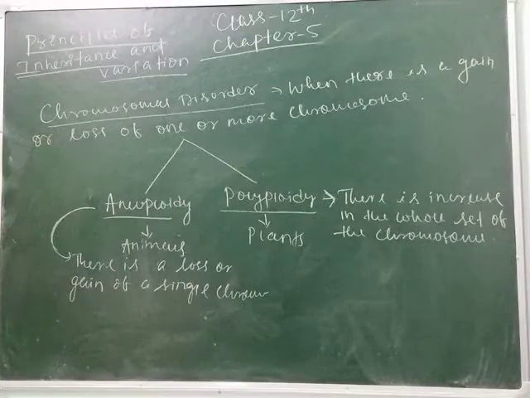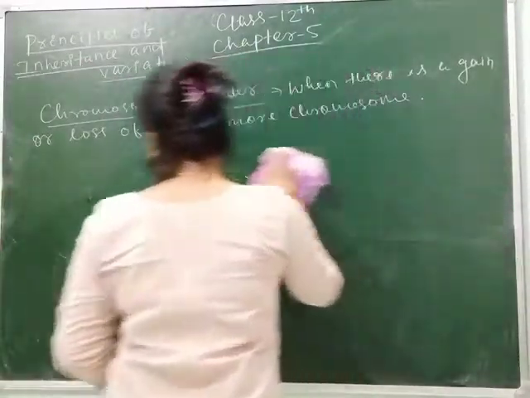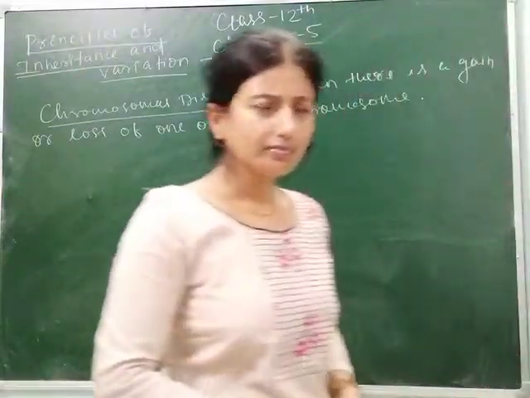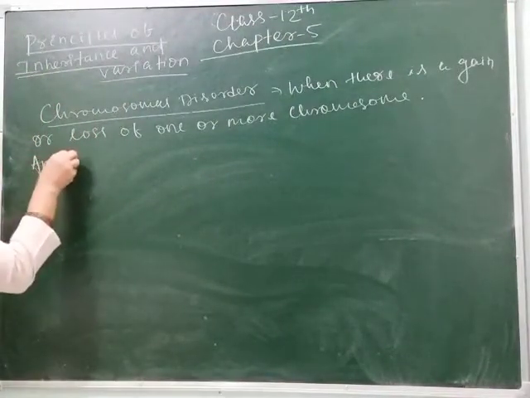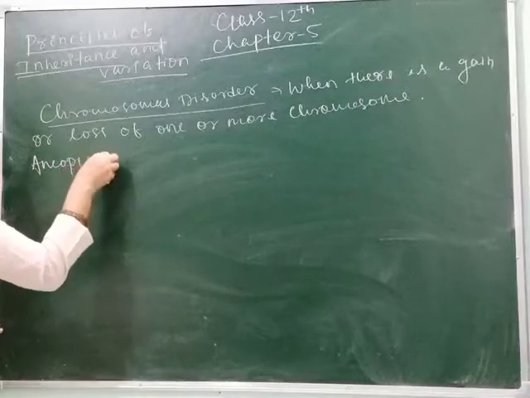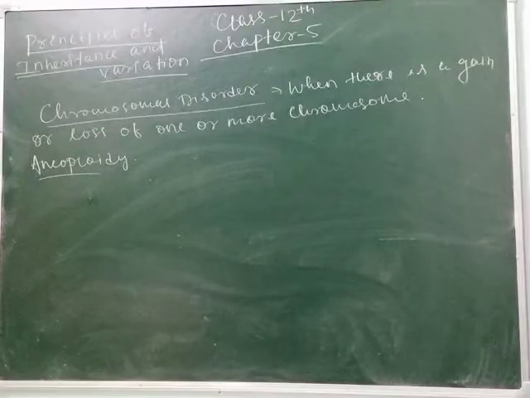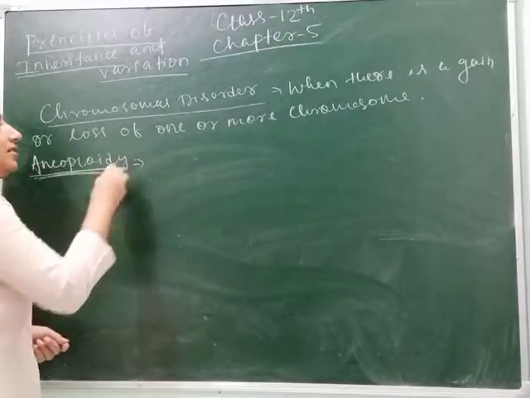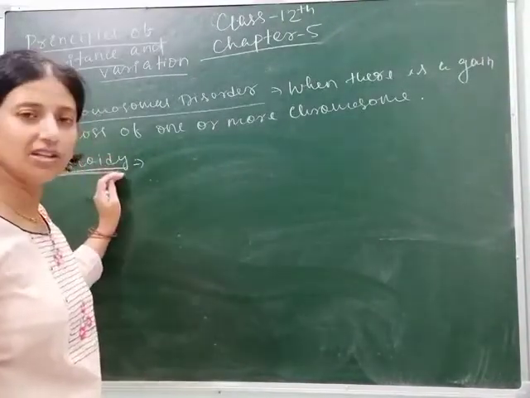Let's see. Down syndrome is also called trisomy. Why is this called trisomy? In aneuploidy, trisomy occurs, and it may be trisomy or monosomy. So aneuploidy is overall seen in animals.